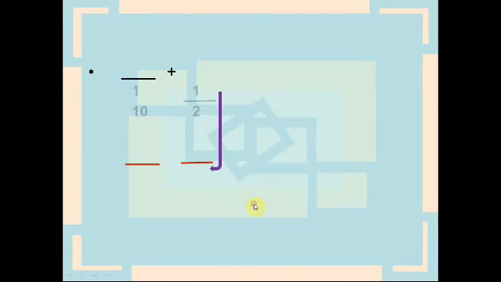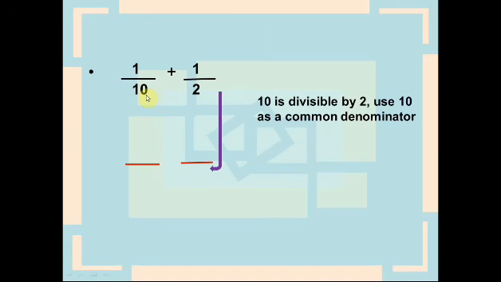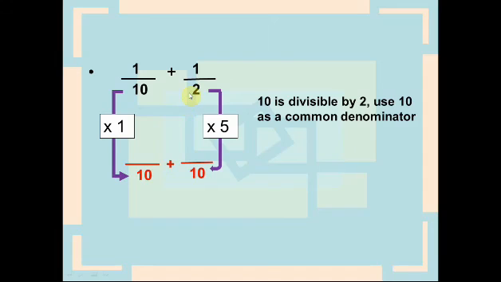Another example, 1 over 10 plus a half. 10 is the greatest denominator and it is divisible by 2. For that we use 10 as a common denominator. 10 multiplied by 1 equals 10, and 2 multiplied by 5 equals 10.